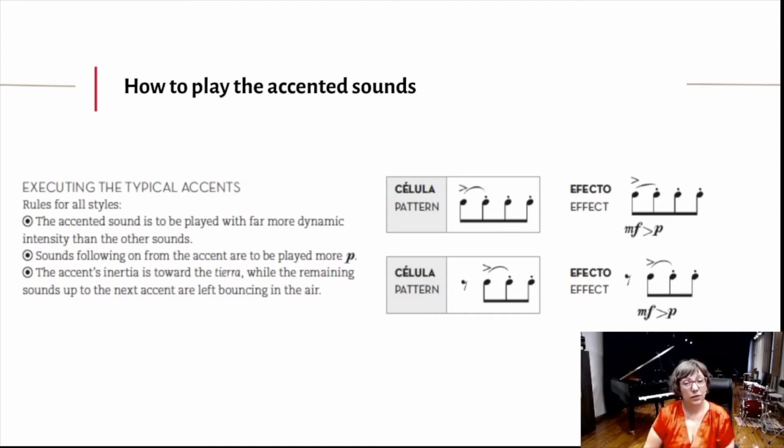Yes, for the tango rhythmic melodies, we need to follow these rules in all the styles. The accent sound is to be played with far more dynamic intensity than the other sounds. The sounds following the accent are to be played more piano. The accent's inertia is toward the tierra, the downbeat, while the remaining sounds up to the next accent are left bouncing in the air. Let's imagine a ball that is falling and then going up. So this is the idea, jump, jump. We have a strong accent on the accent note, and then we should play pianissimo right after that note, and all the rest should be pianissimo until the next accent comes.